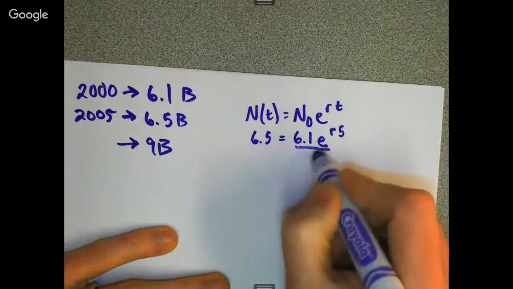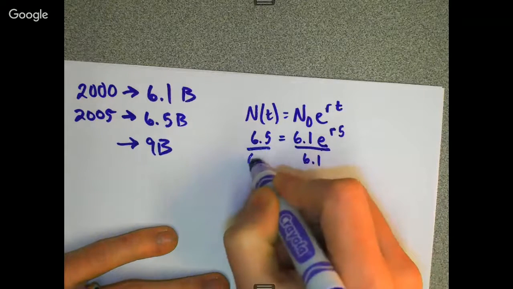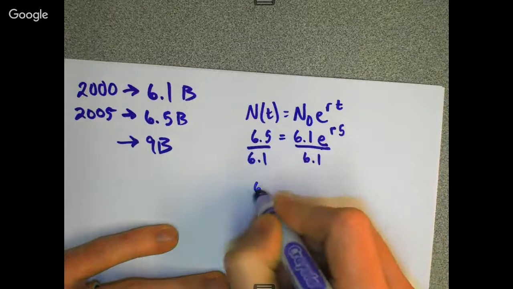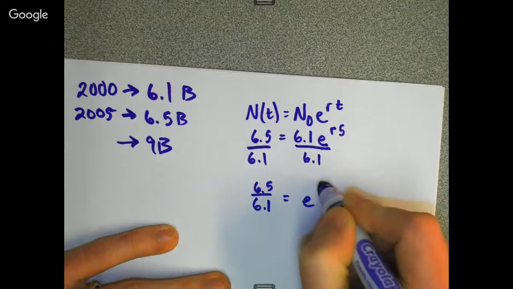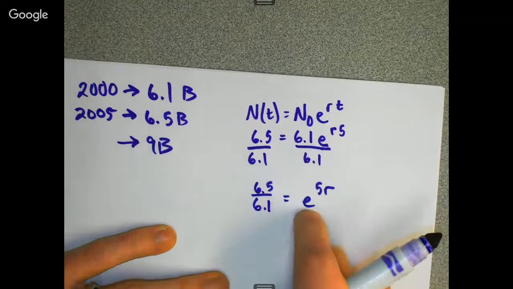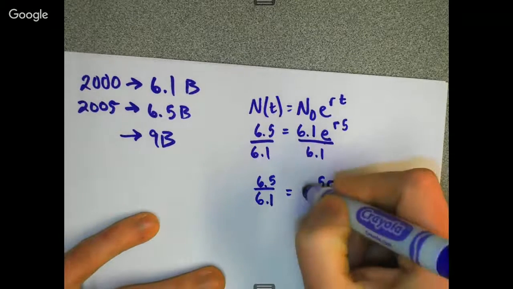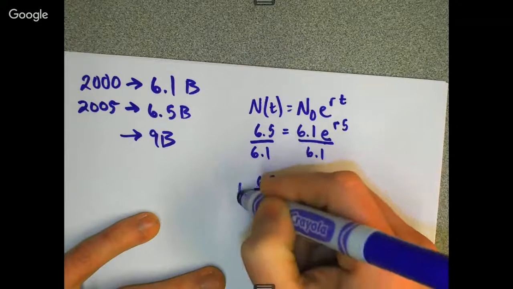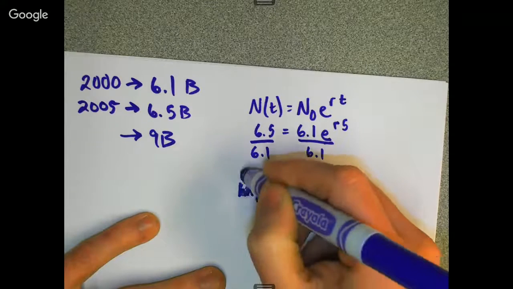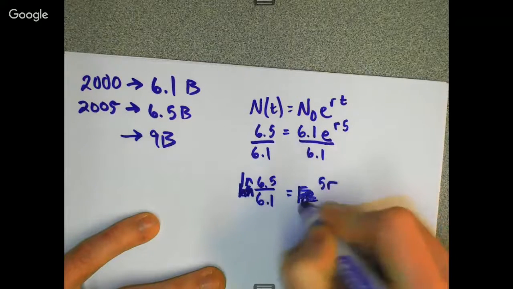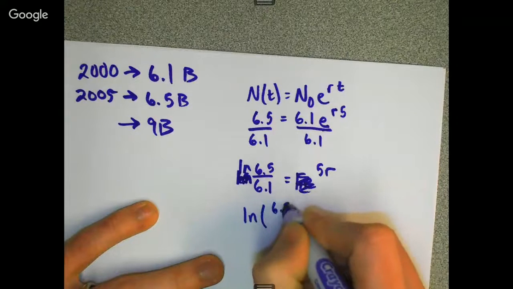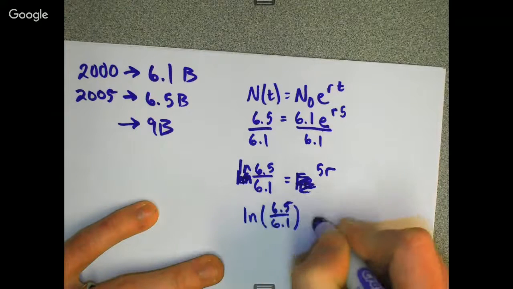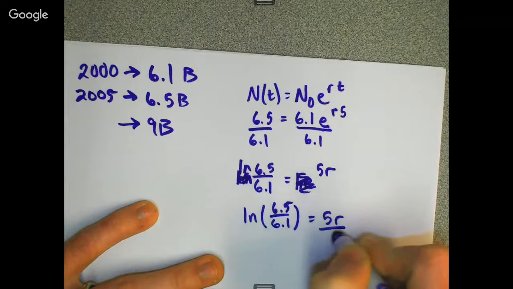So we'll divide by 6.1. Okay, and we'll have 6.5 over 6.1 equals e to the 5r. Okay, now I need to get rid of e. So all I'm going to do is take the ln of both sides. Ln of both sides, so that cancels with my e. So I have ln 6.5 over 6.1 equals 5r, and divide by 5.